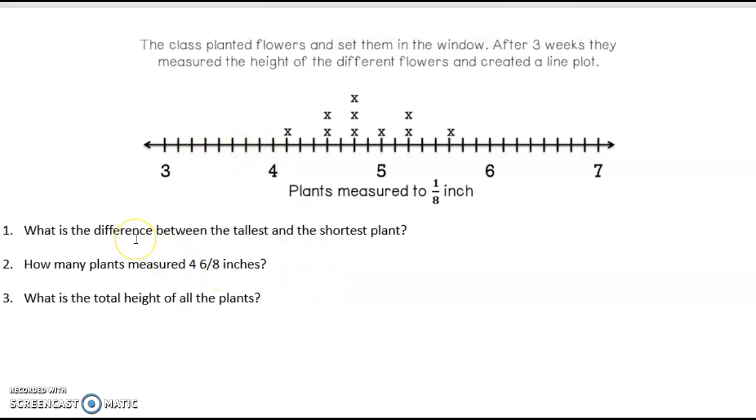All right, what is the difference between the tallest and the shortest plant? We need to find our tallest plant measurement and our shortest plant measurement. Here's our tallest plant measurement. Here's our shortest plant measurement. We should be writing a subtraction equation because of the word difference. So this is going to be 5 1/8, 5 2/8, 5 3/8, 5 4/8, 5 5/8.